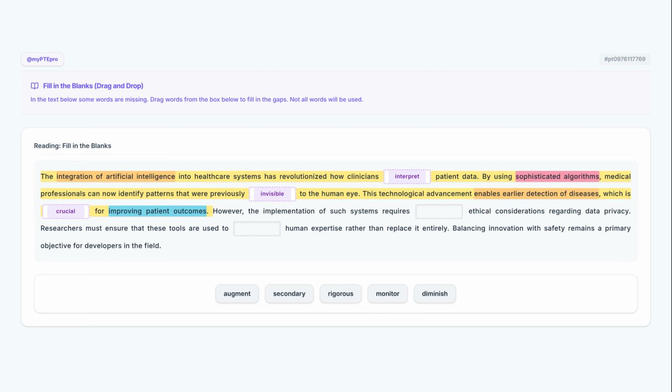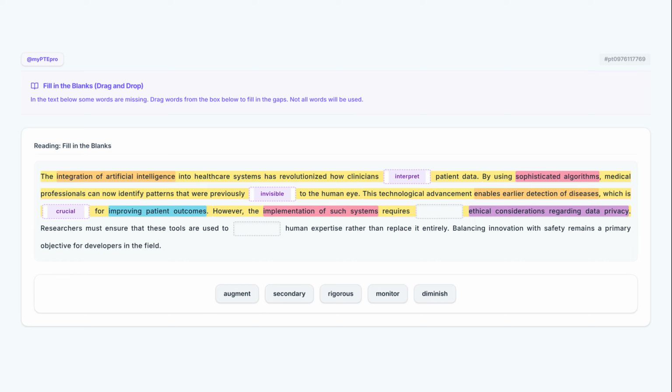I am choosing this word because it emphasizes the essential nature of early detection in the context of successful medical treatment. However, the implementation of such systems requires blank ethical considerations regarding data privacy. The use of however signals a shift from benefits to potential challenges. The implementation of such systems brings up the need for ethical considerations regarding data privacy.